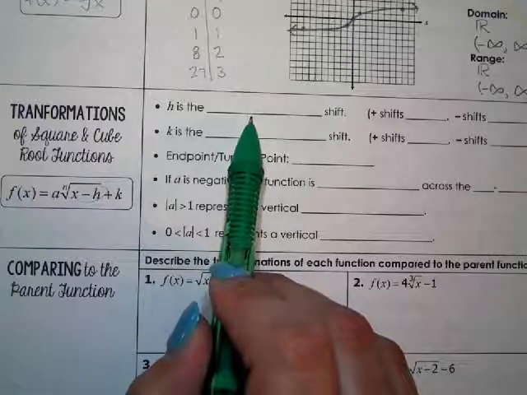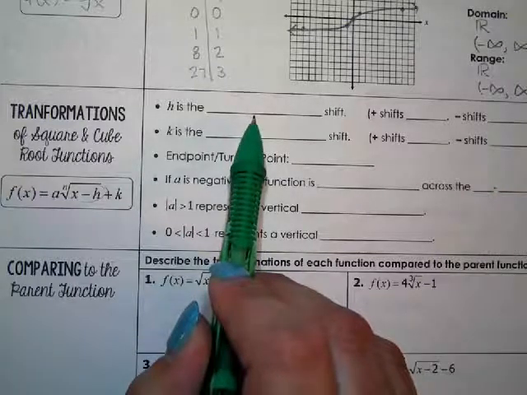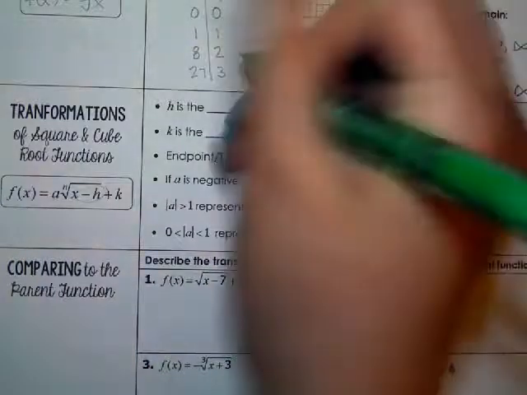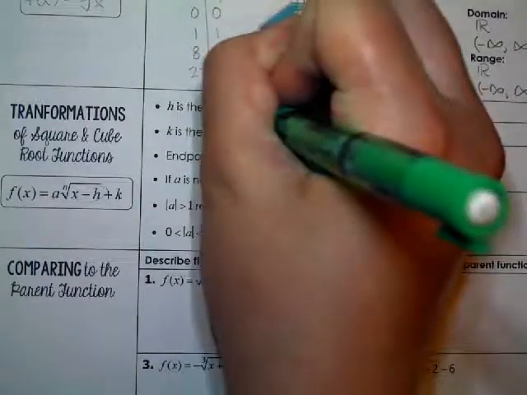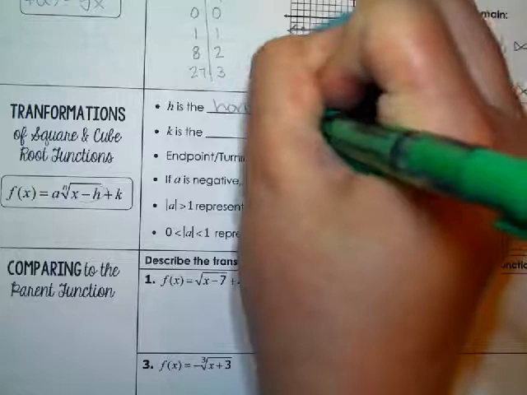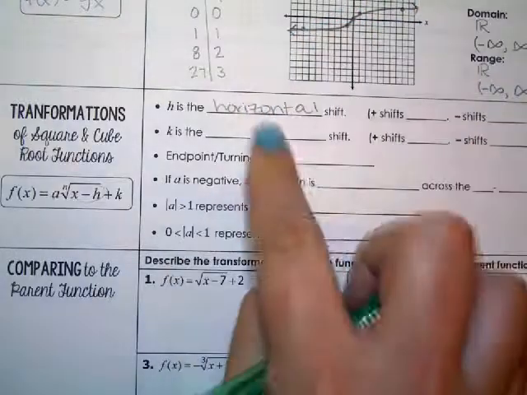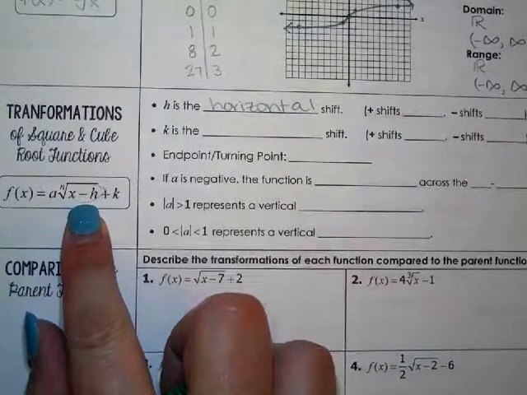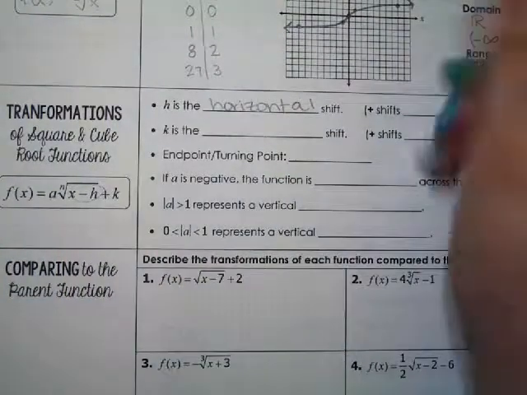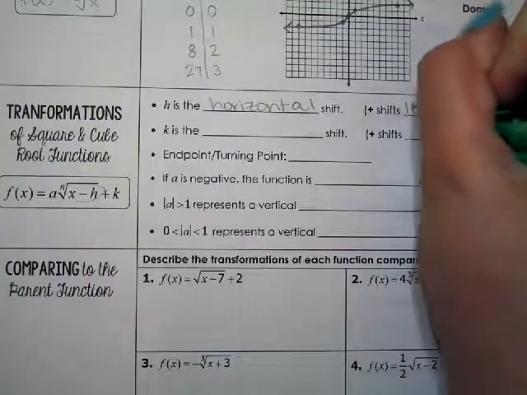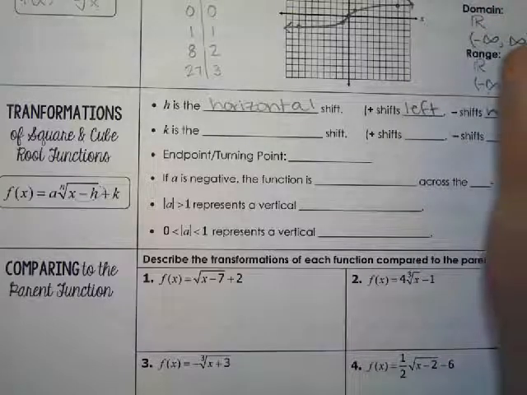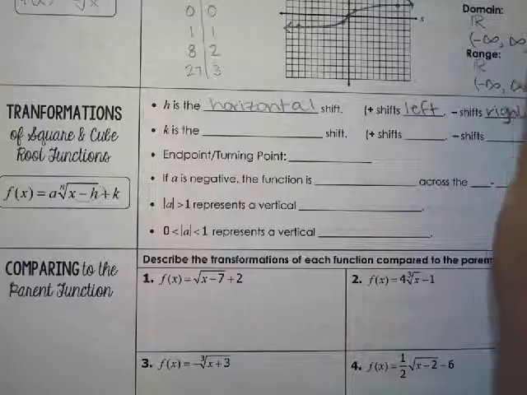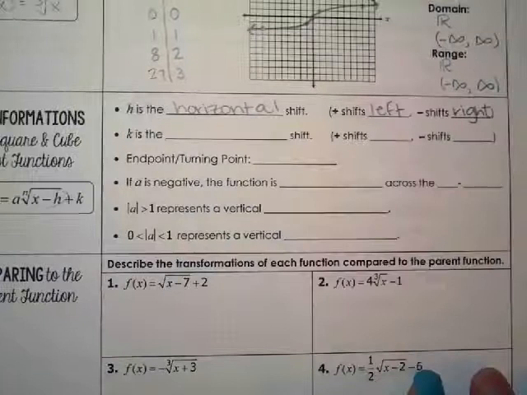How far it goes, like, to the left. H is the horizontal shift, and H did something weird. Oh, it's right as negative. So positive shifts left, and negative shifts right. So this side does the opposite of what you would think. That's the weird part about it.